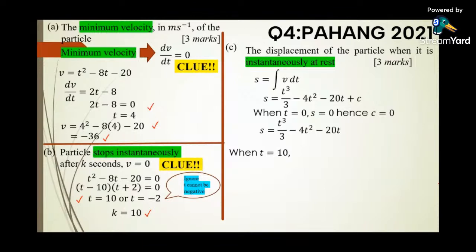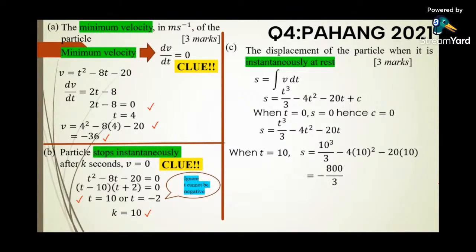So this is the real function. So tadi kan K equals to 10. Awak nak tulis K equals to 10 ke, T equals to 10 ke. Lepas tu kita nak buat apa? B and C ni dia berkait tau. Nampak tak? Saya dah highlight dah the green colour tu. Stop instantaneously, at rest. Stop instantaneously dengan instantaneously at rest tu sama lah kan? Sama je. So after we substitute, kita akan dapat S equals to negative 800 over 3.